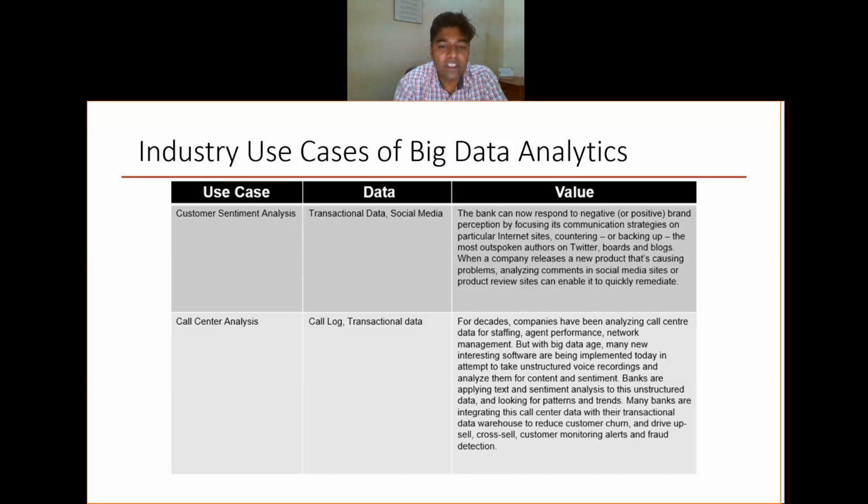Okay, the call center analysis deals with call logs and transaction data, and customer sentiment analysis deals with transactional data as well as social media, which I discussed by taking the example of the food industry, like Zomato or Swiggy. They are also using it, and if you give them feedback on Twitter, they will improve their services and respond immediately, basically.